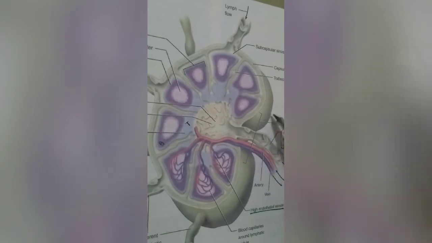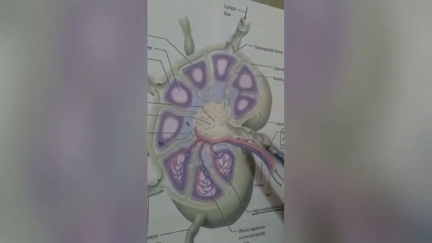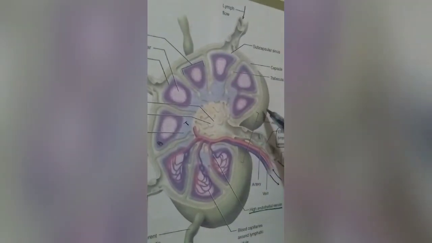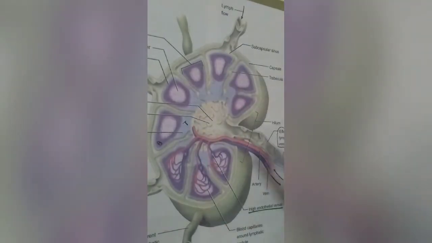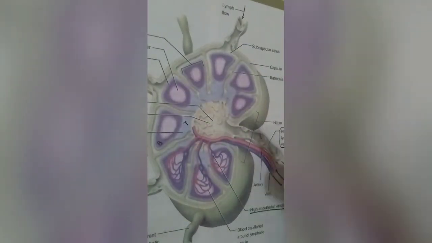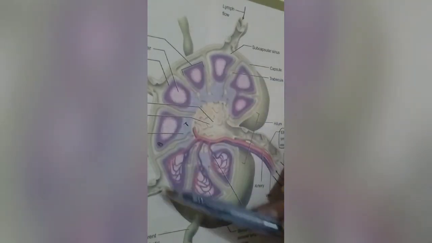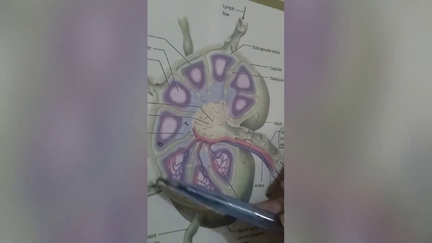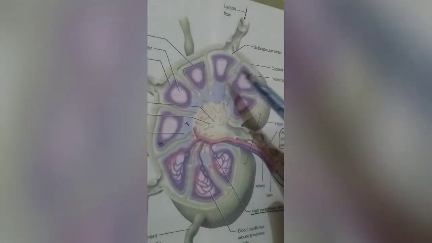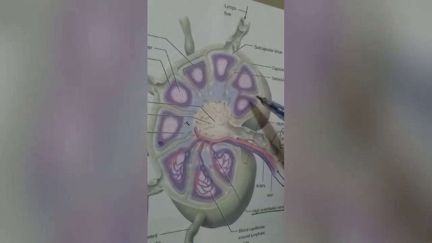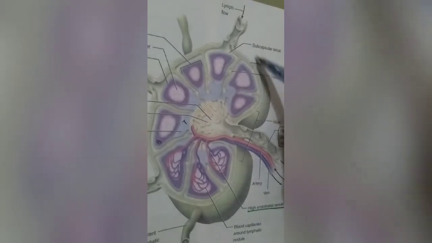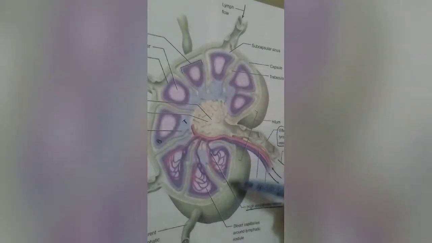Now we will talk about the membrane. The lymph node is covered by a connective tissue. You can see here the connective tissue, which is mainly composed of densely packed collagen fibers. This is the connective tissue capsule which covers the lymph node.